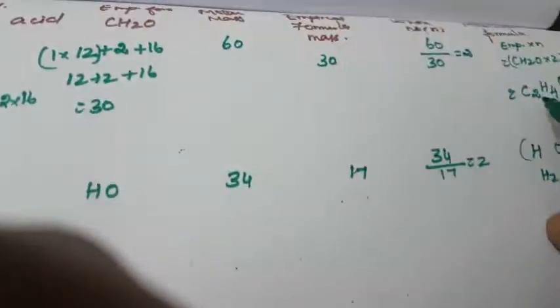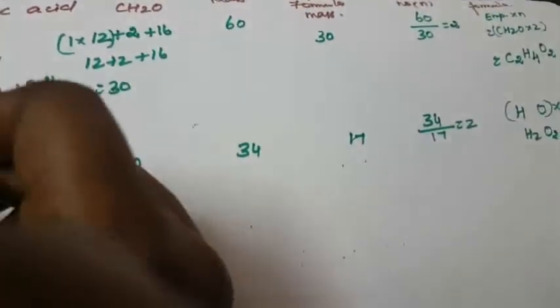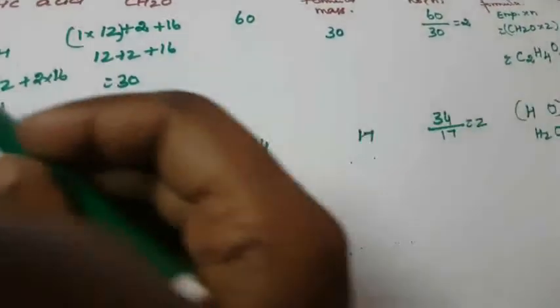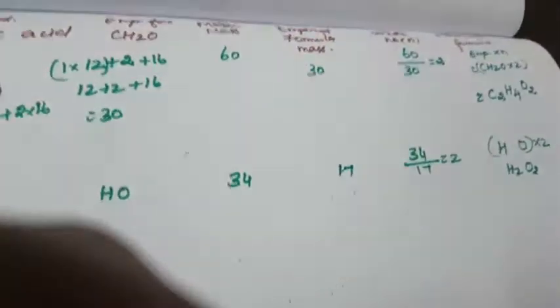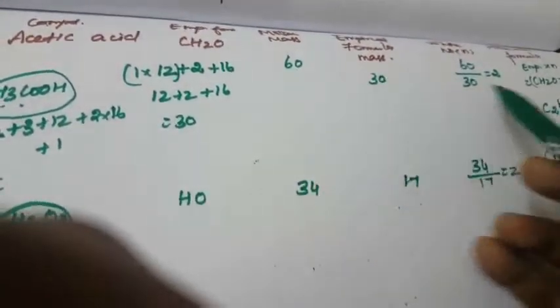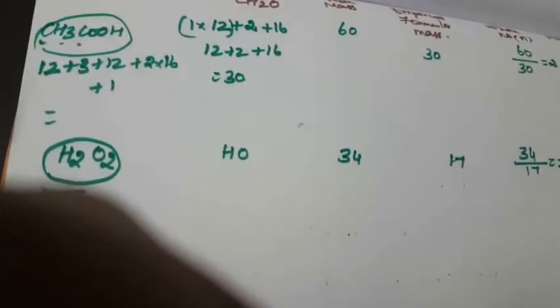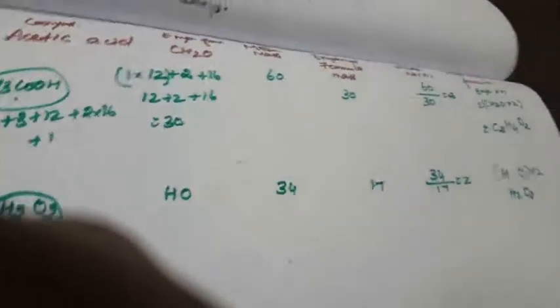Here also acetic acid: 2 carbons, 4 hydrogens, 2 oxygens. This is acetic acid. Okay, so from this compound they calculated these values. So this is the empirical formula and molecular formula. In your book, lactic acid, tartaric acid and benzene are there. These are other calculations.